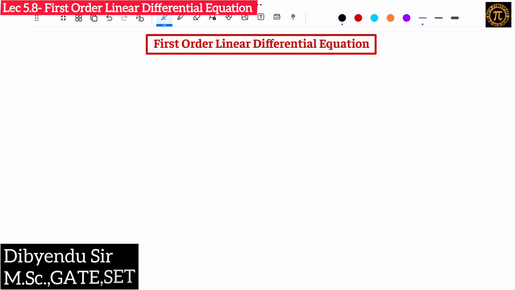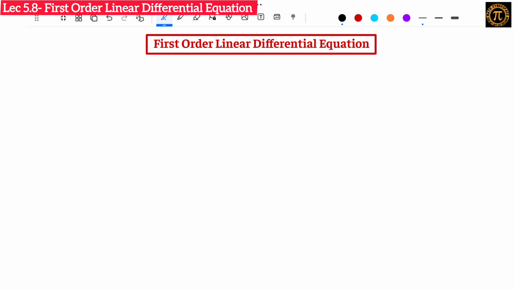In my last lecture we have completed all the rules of integrating factor, and this is the last rule of integrating factor: first order linear differential equation. First of all we have to know what a first order linear differential equation is, then we will discuss the integrating factor and the solution of this differential equation.